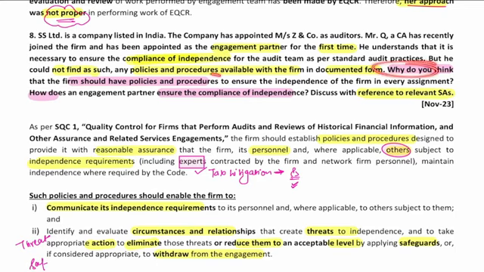So why do you think independence is important? So you will write, having policies and procedures give a reasonable assurance that the personnel and others subject to independence can maintain independence. Sir, what do you mean by others? For example, let's say you have included one expert. There was a client made tax litigation. For this, you included a tax expert. He should also be independent.